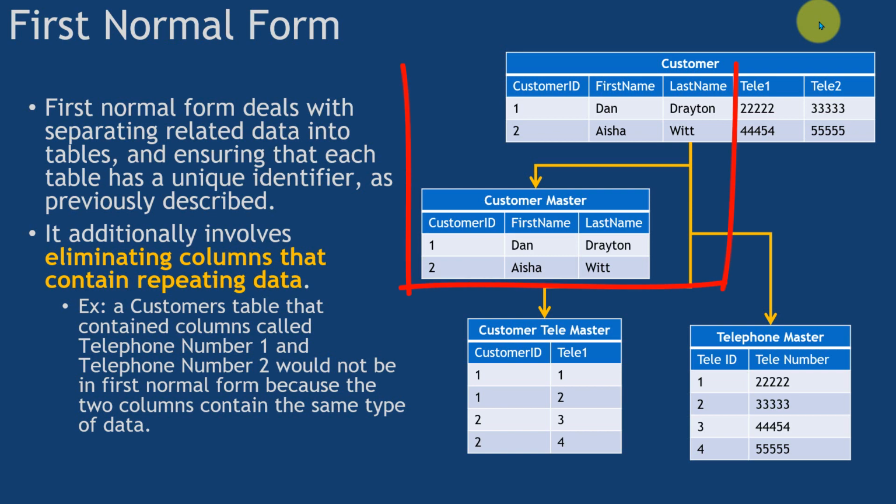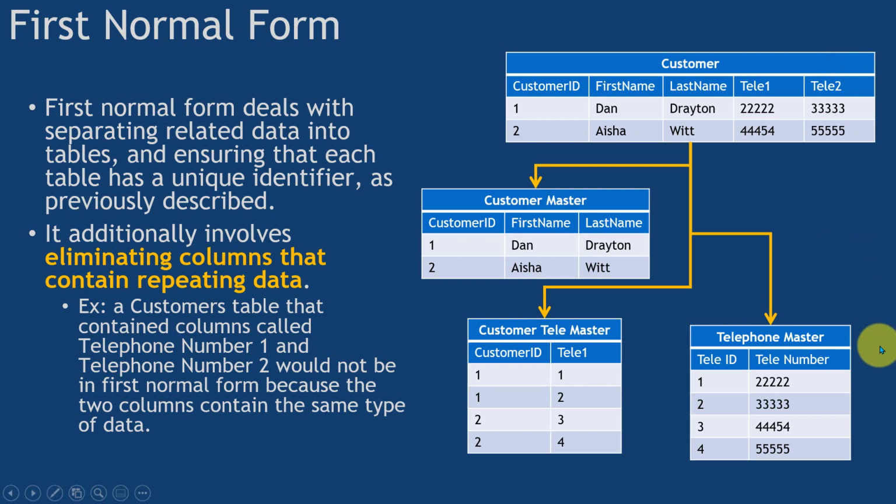The customer master alone will contain only customer ID, first name and last name. There will be a separate table which contains the telephone number alone, which will have the telephone ID and then the telephone number. And if we don't have a primary key, then we can create a surrogate key. I'm going to cover the difference between the primary and surrogate key in future videos.